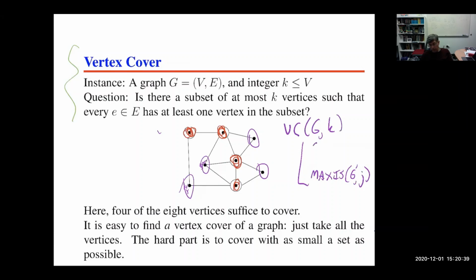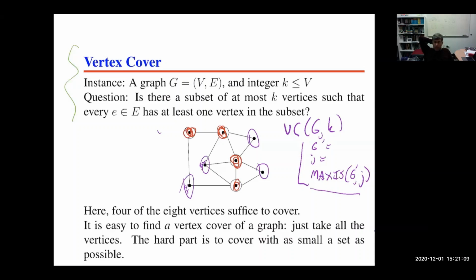You need to tell me what G prime is, and what J is. That's the translation. If we had a solver that, given a graph G prime, said, is there an independent set of size J, how would we use that to solve vertex cover?